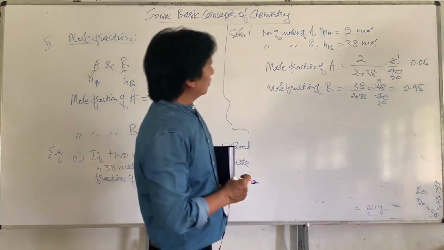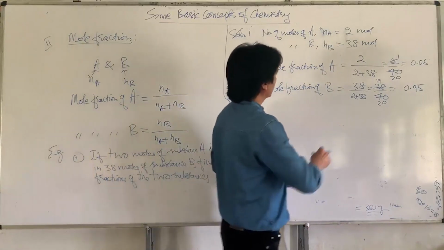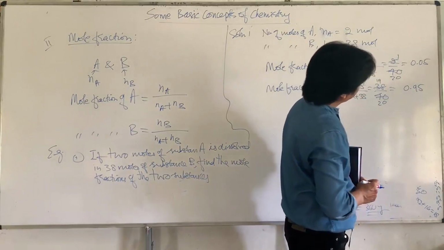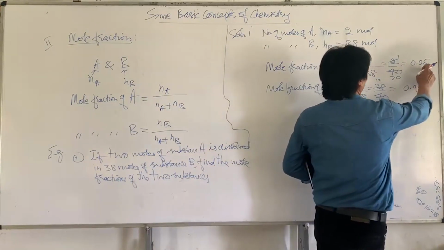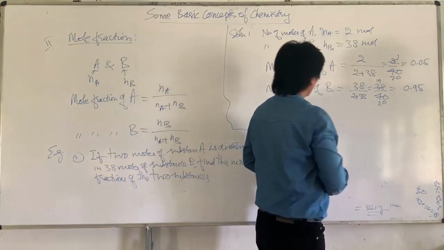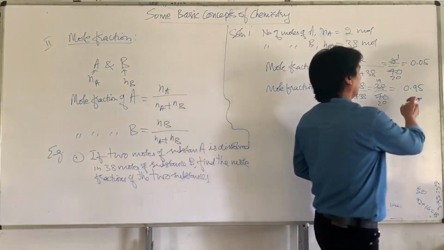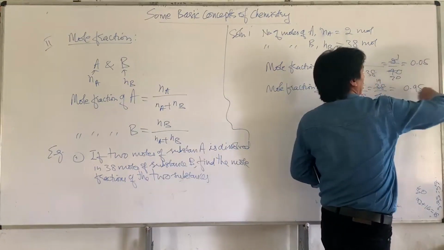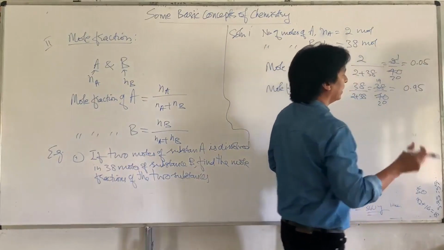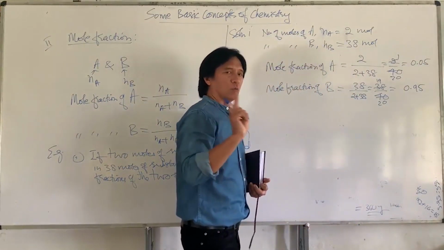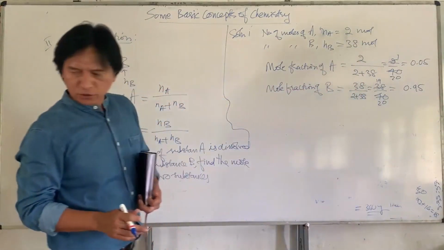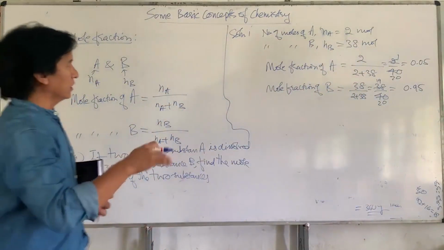So these two now are the mole fractions of the two components A and B. So you see that this is 0.05, the mole fraction of substance A or component A, and the mole fraction of substance B or component B is 0.95. And the important thing to be known here is the sum of the two mole fractions is always equal to 1. So when you add up these two, you will get 1. The same thing should be seen in all the other problems.